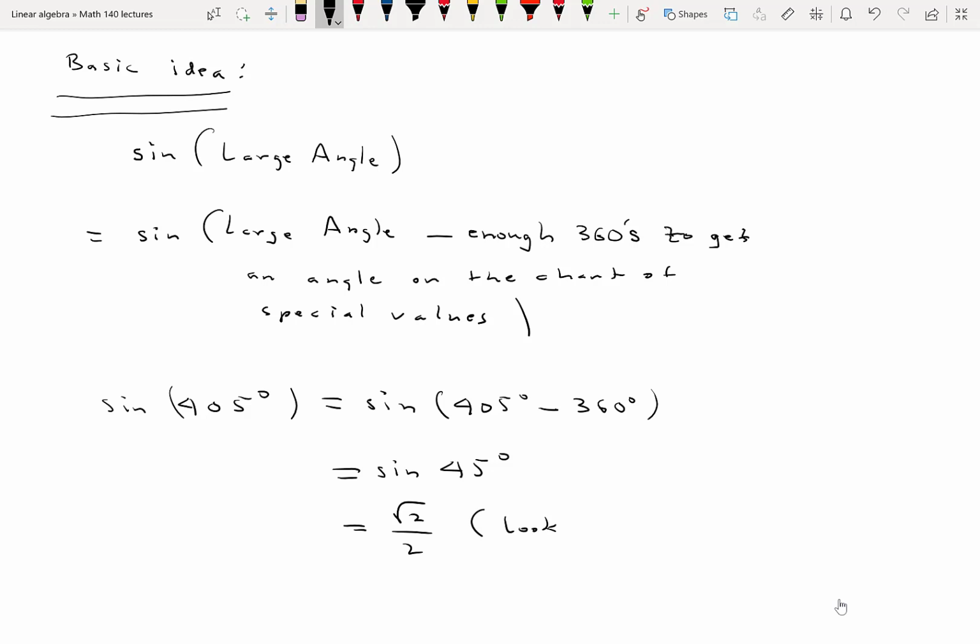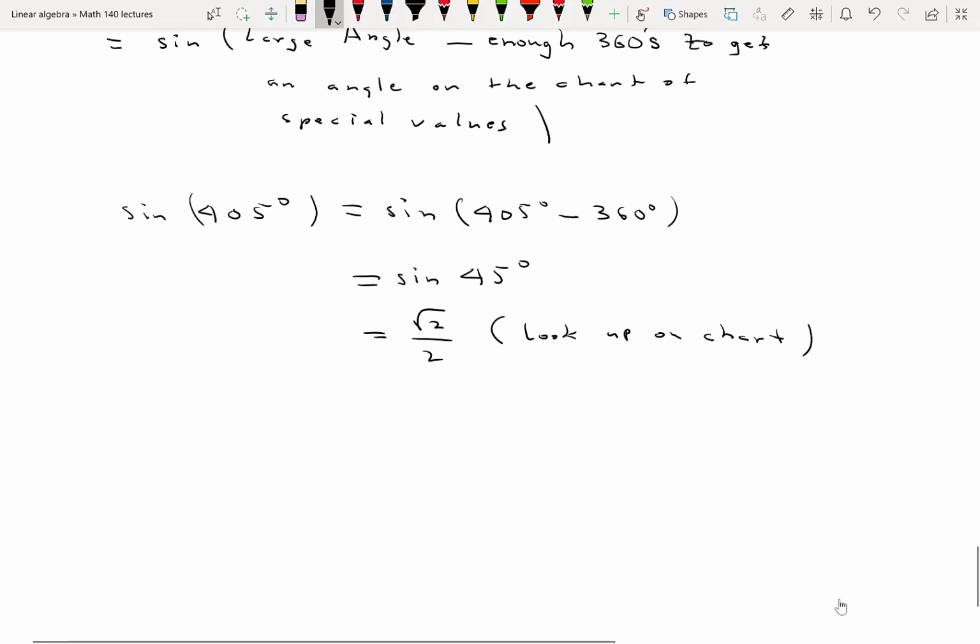Look up on chart. Add or subtract enough 360s to get on the chart of special values, if possible. For the next 30 seconds to a minute, it's going to be possible. Sometimes it's not possible, so we have to make an adjustment.